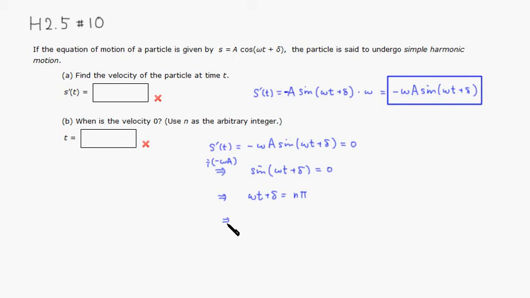First, subtract the delta. So omega t is equal to n pi minus delta. Then we can just divide through by omega. So t is going to be equal to n pi minus delta over omega. All right, so let's type it in.